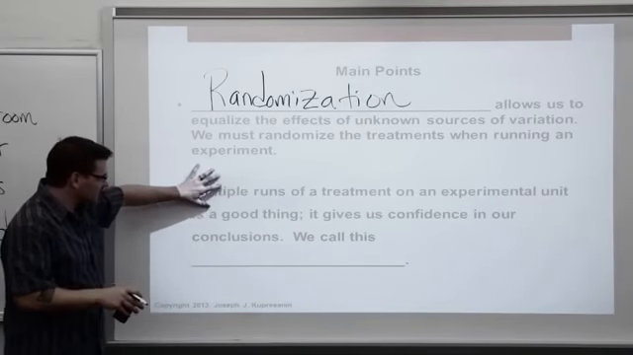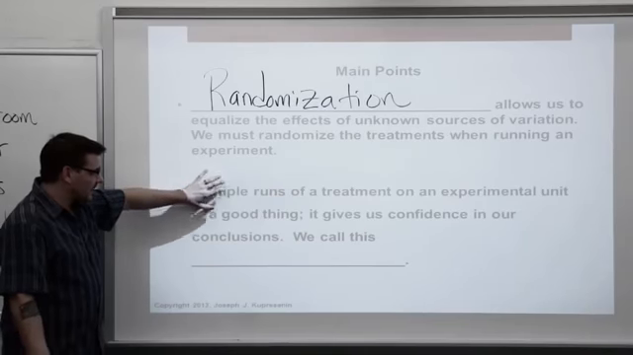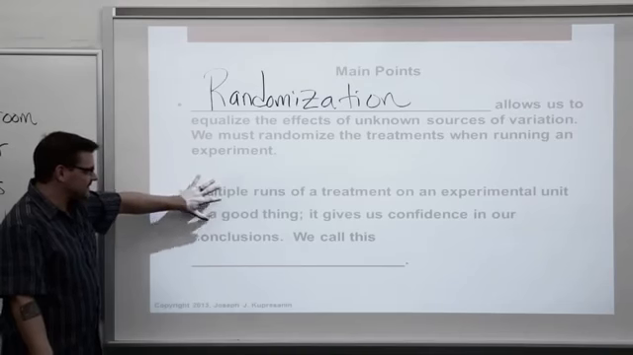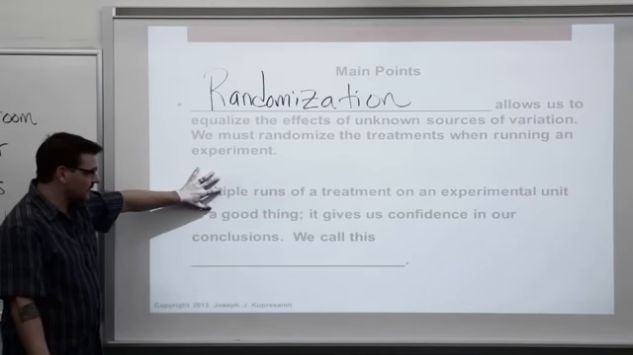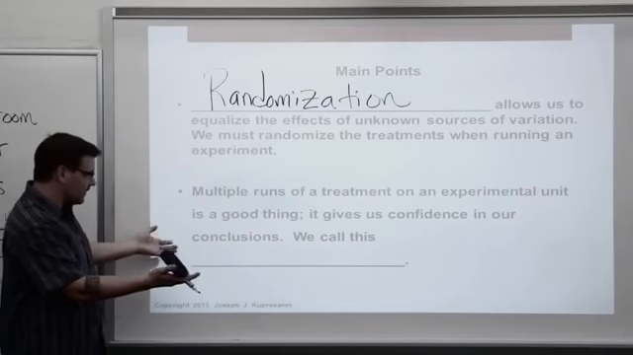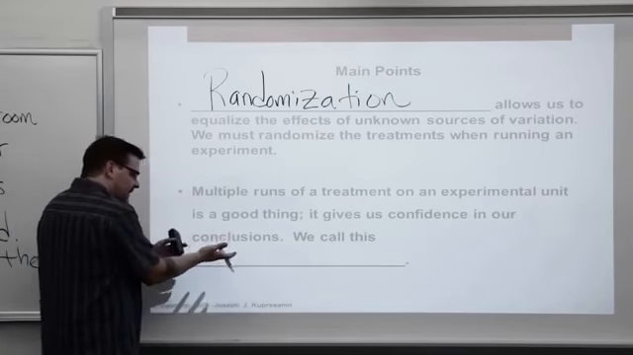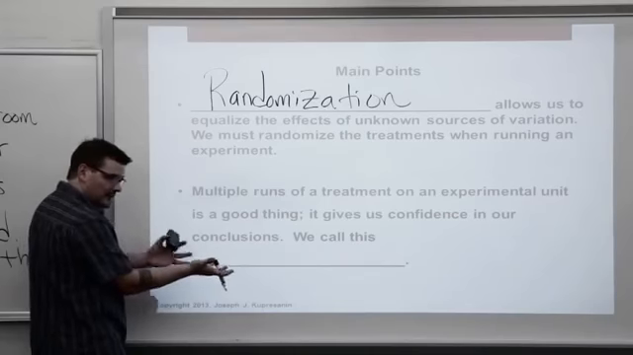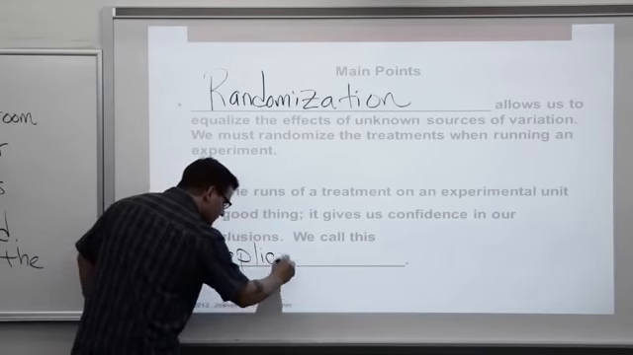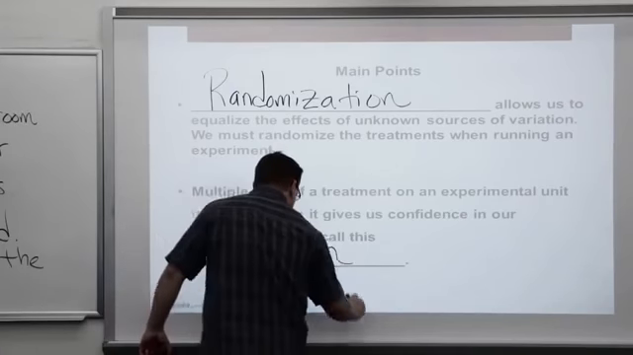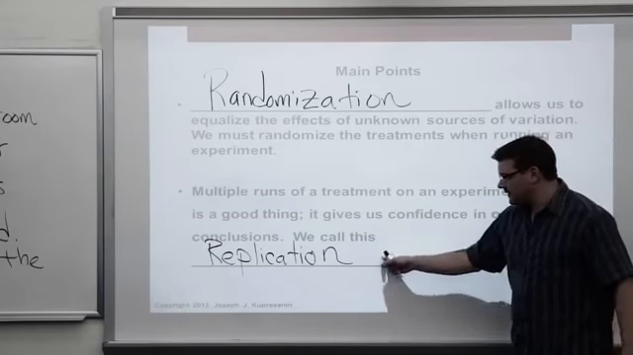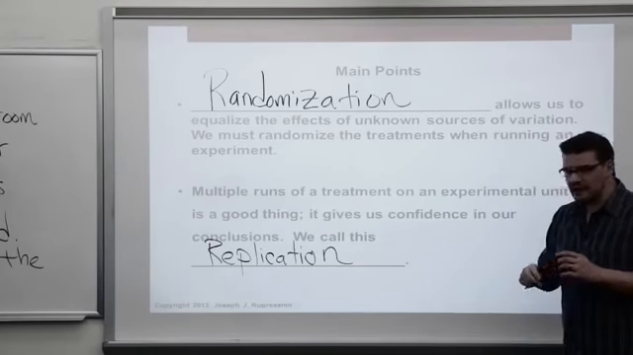Down at the bottom here, multiple runs of a treatment on an experimental unit is a good thing. We like lots of data, so we would like to run our experiment on multiple people, multiple experimental units. This gives us confidence in our conclusions, and this is called replication.